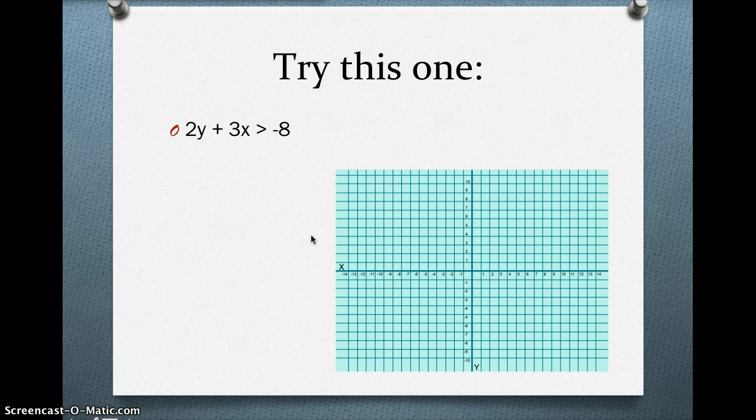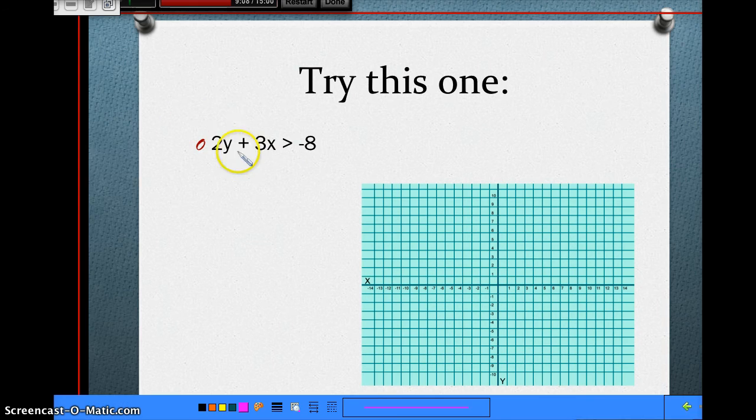Let's go ahead and try this one. This one is a little bit tougher because they're giving it to us in standard form. Let's unscramble it and get it into slope-intercept form. It's not the only way I have to do it. I actually could have figured out what my x and y intercepts were and plotted those 2 points and then connected with my line, a dotted line.